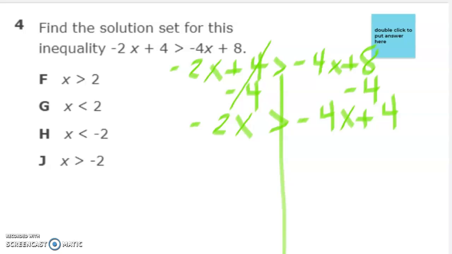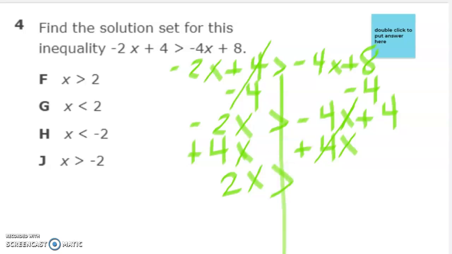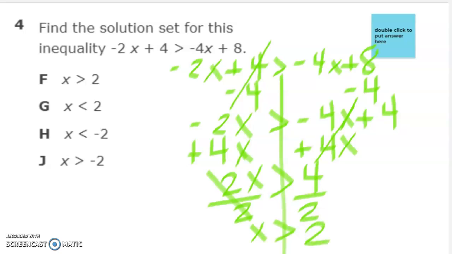Right, so I'm going to move my negative 4x to the opposite side by doing opposite direction, right? So I'm going to add 4x to both sides this time. Okay, so on this side, a negative 2 plus 4 gives me a positive 2x, right? Symbol still facing the same direction. This simplified over here on this side to be 0, so I'm just going to bring down my 4. So now I have to divide by 2 on both sides. Simplifies on this side, so x is greater than 2. So my correct answer would be F.